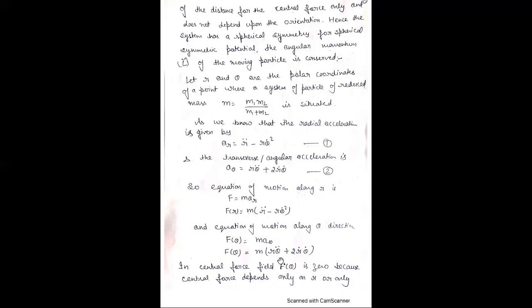Therefore, here put this term equal to 0. It's, therefore, m r θ̈ + 2 ṙ θ̇ = 0. Multiply equation 3 on both sides by r. Therefore, we get m r² θ̈ + 2 r ṙ θ̇ = 0.